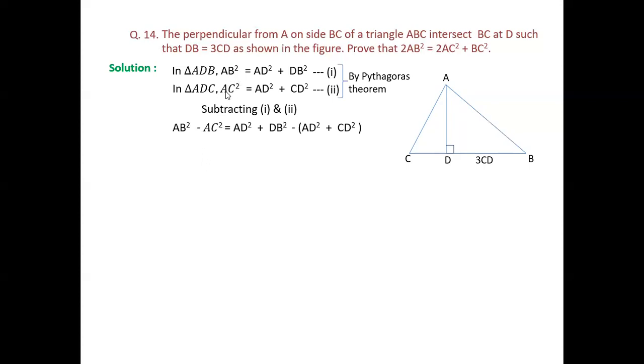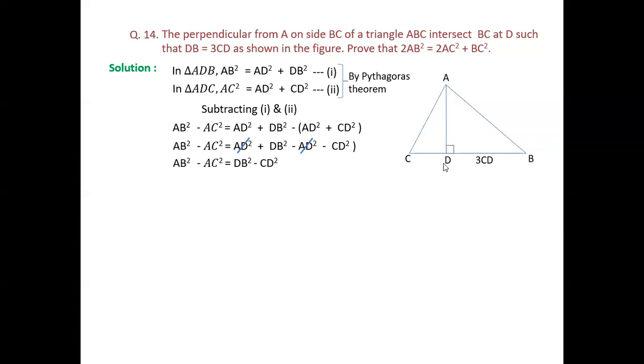So subtracting 1 and 2, what do you get? AB square minus AC square is equal to AD square plus DB square minus, bracket, AD square plus CD square. Open the brackets. When you open the bracket, it becomes minus AD square minus CD square. AD square minus AD square should cancel. So this cancels with this. What are you left with? Only these two. Let us write it down. So AB square minus AC square is equal to DB square minus CD square.